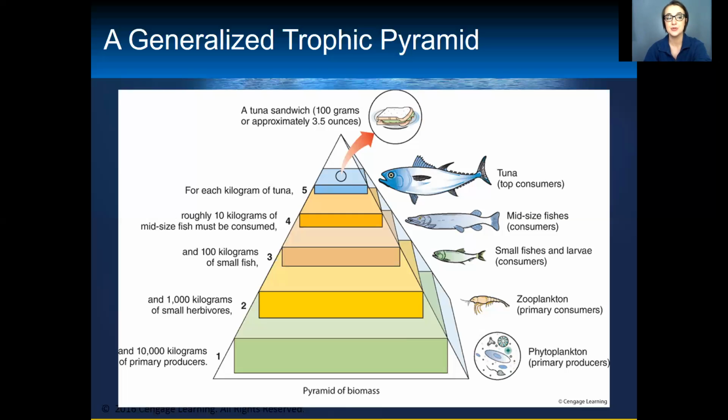Now, a good example of this is going to be the tuna that they have here. Tuna is considered a sport fish. They're typically very large, very fast. They require a lot of energy.